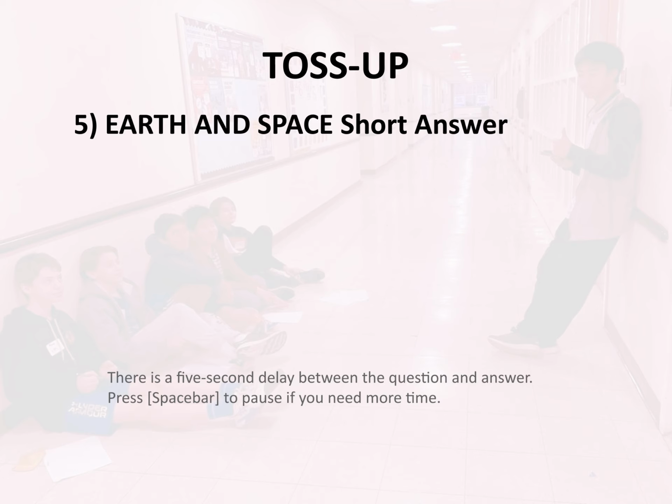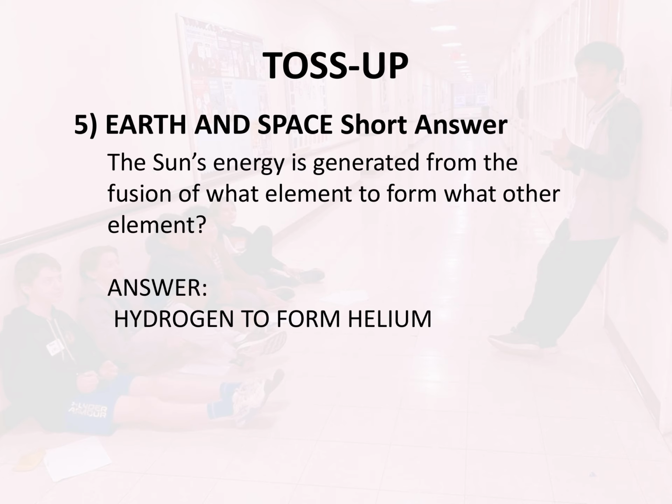Toss-up 5. Earth and space. Short answer. The sun's energy is generated from the fusion of what element to form what other element? Answer: Hydrogen to form helium.